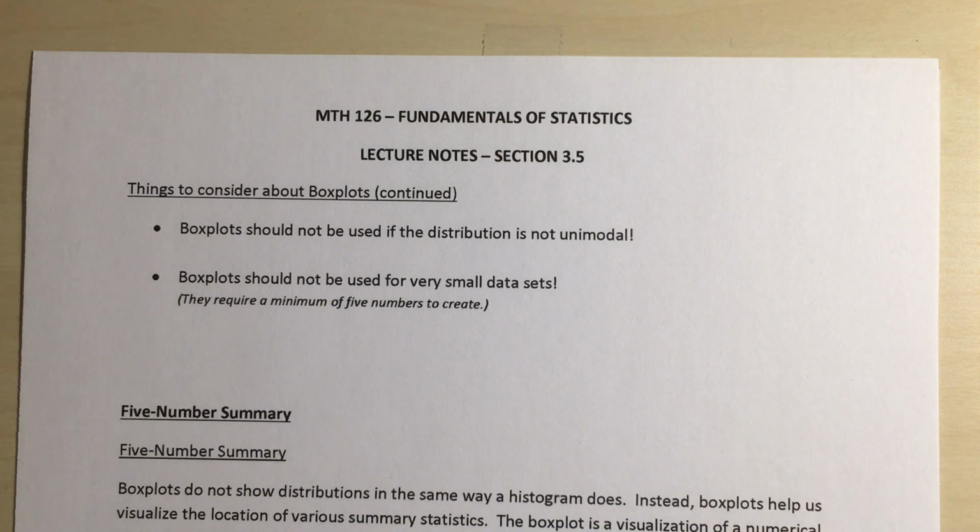And also, box plots should not be used for very small data sets. They require a minimum of 5 numbers to create, which we're going to talk a little bit more about in our next example.